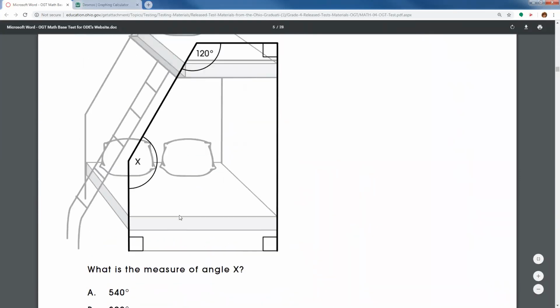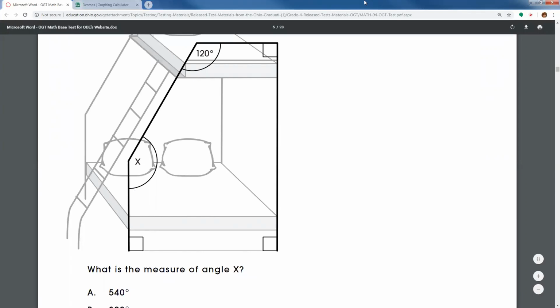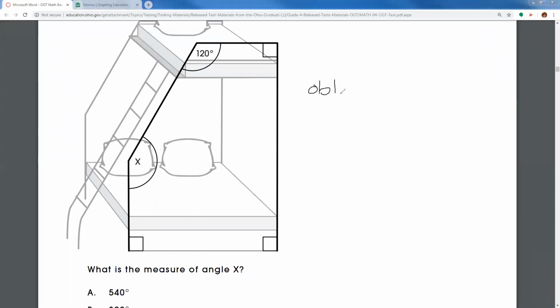Some of these answers we can eliminate. If you look at angle X, it's definitely bigger. Do you know what a big angle is called? There's a certain math word for a big angle. Is it obtuse? Good, obtuse. Obtuse means it's bigger than 90, but smaller than 180.